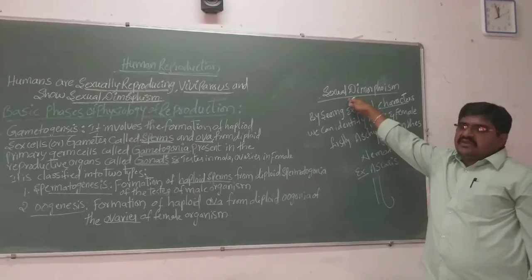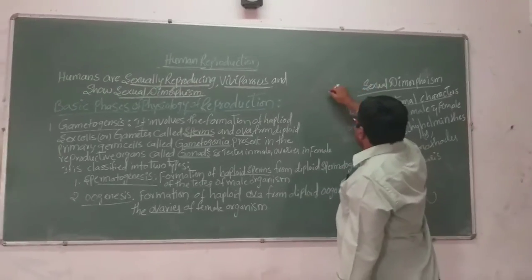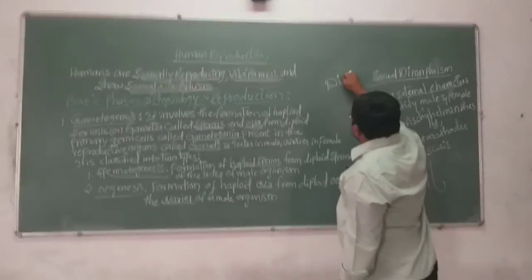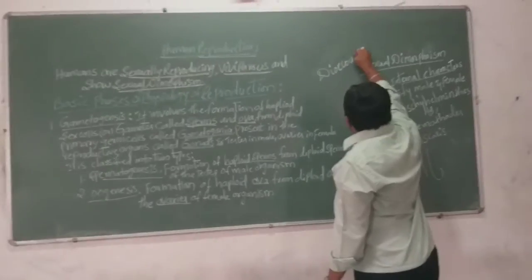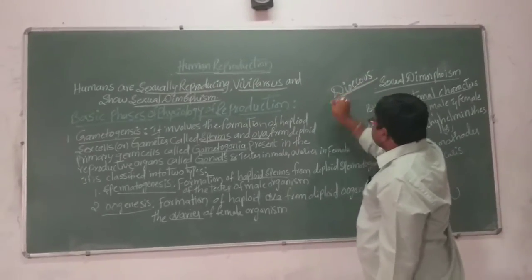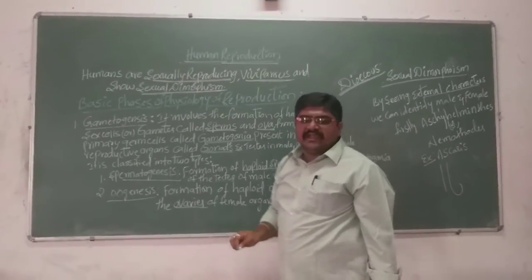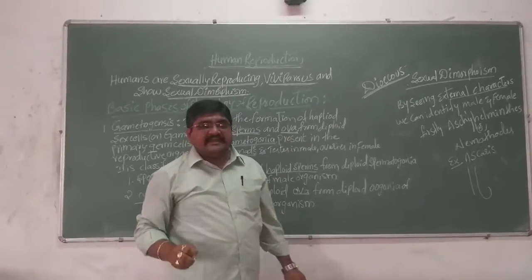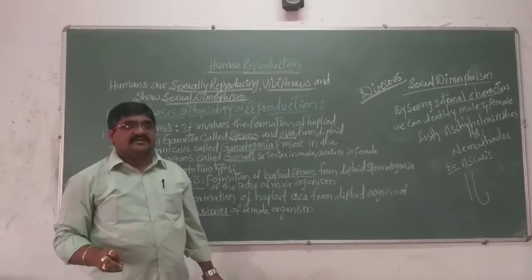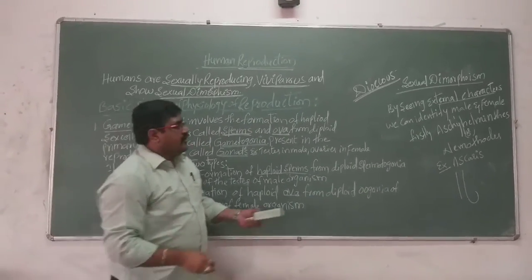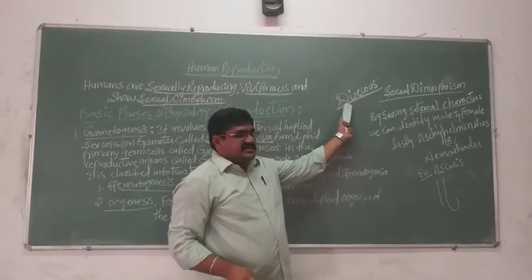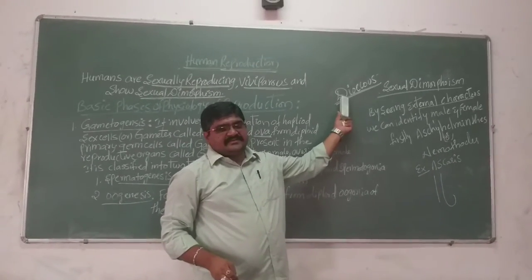And also, through sexual dimorphism, humans show a dioecious organism, that is, male and female are separate and the gametes are present separately, so we call these dioecious organisms.